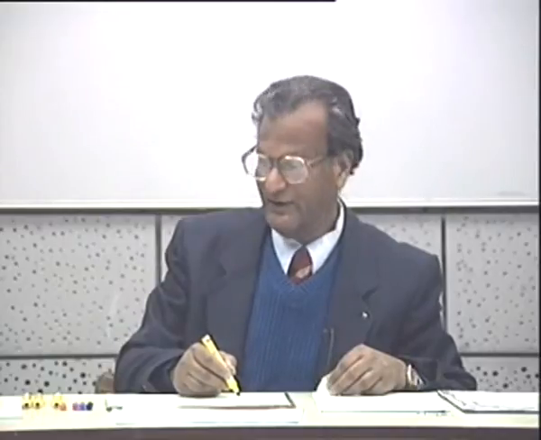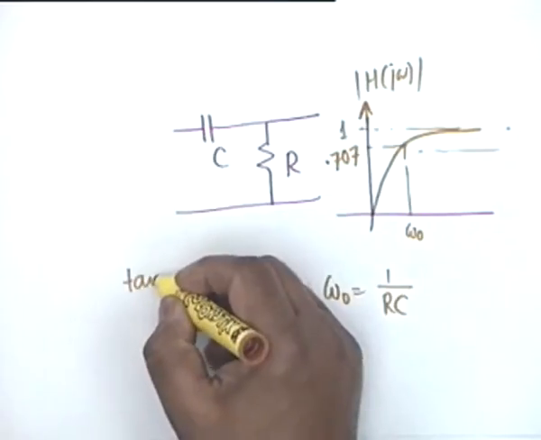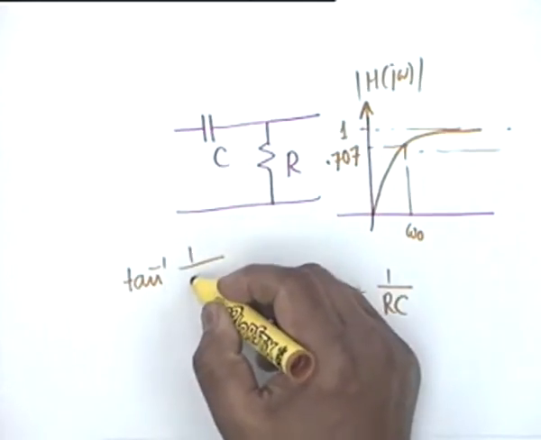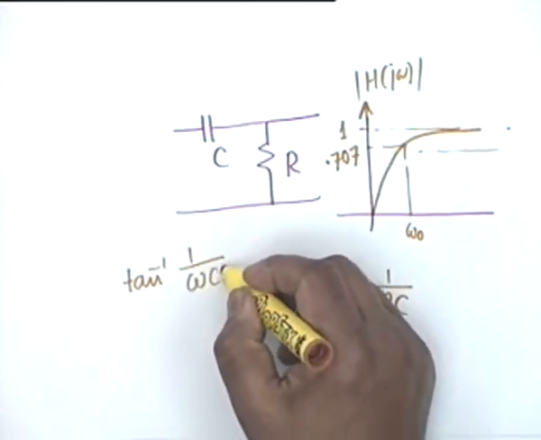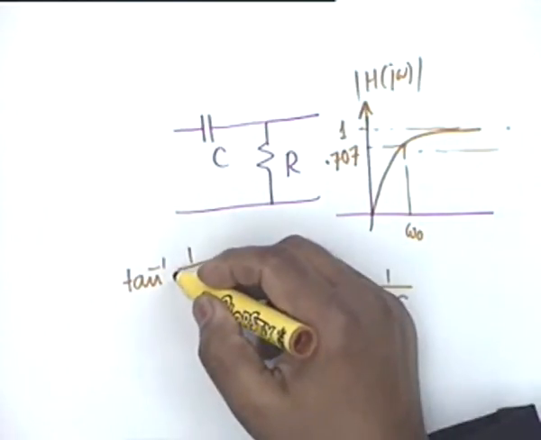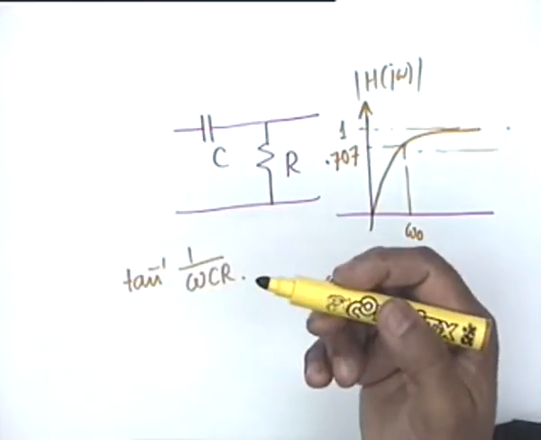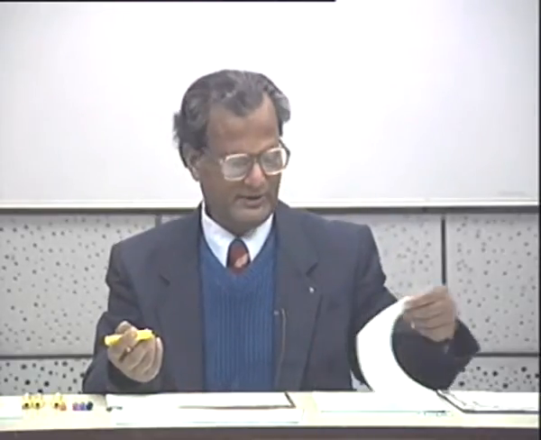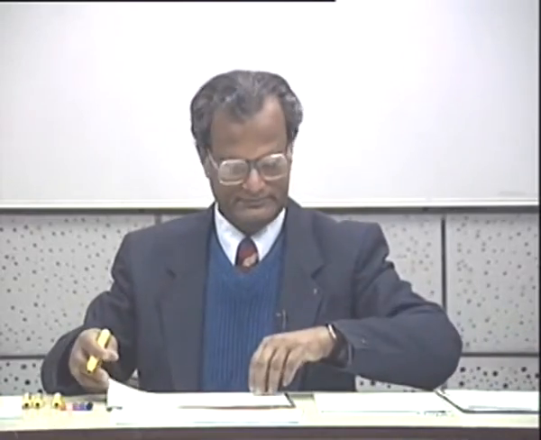As far as the phase is concerned, the phase would be tan inverse 1 by omega CR. No negative sign. The negative sign comes in the low pass filter because the output voltage lags the input voltage. Here the output voltage leads the input voltage.